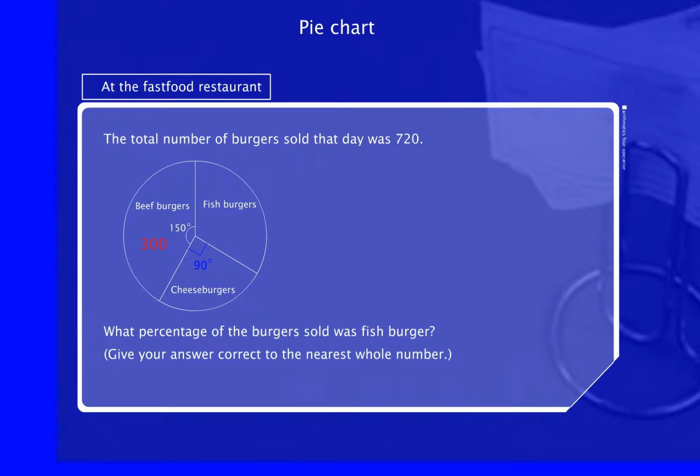cheeseburgers? What percentage of the burgers sold was fish burger? Give your answer correct to the nearest whole number.